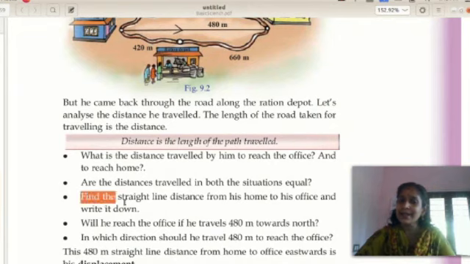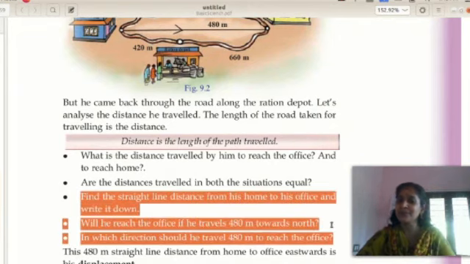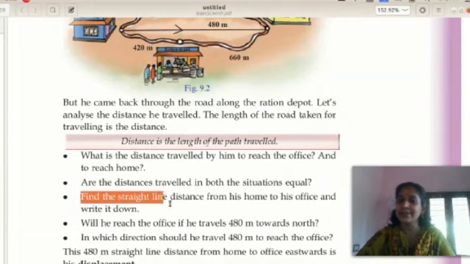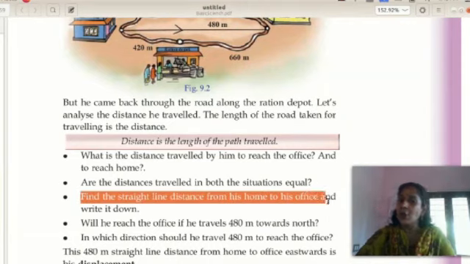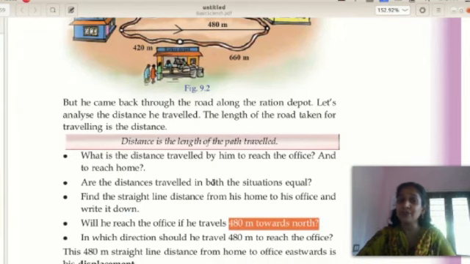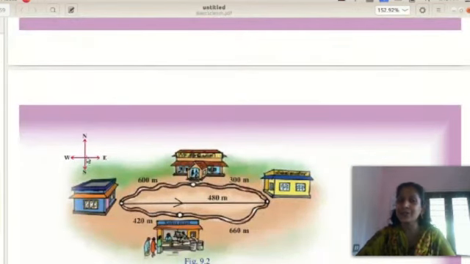So what is the straight line distance from his home to his office? It is 480 meters, isn't it? Yes. Will he reach the office if he travels 480 meters towards north? Consider this picture. No. If he travels eastwards, then only the straight line distance from his home to the office is 480 meters. Then only he can reach the office, isn't it? Yes.